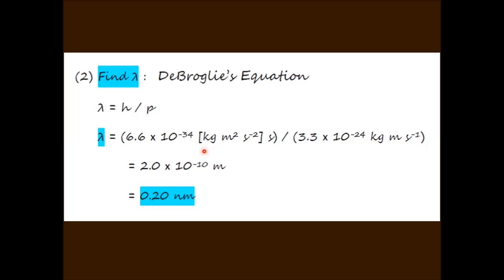Once more, we'll check the unit. Kilogram divided by kilogram cancels out. Meter squared divided by meter gives us meter. Per second squared multiplied by second gives us per second, divided by per second cancels out. So we are left with the unit of meter, which is the correct unit for lambda. For the purposes of this problem, we will transcribe this in nanometers, the unit given for d.